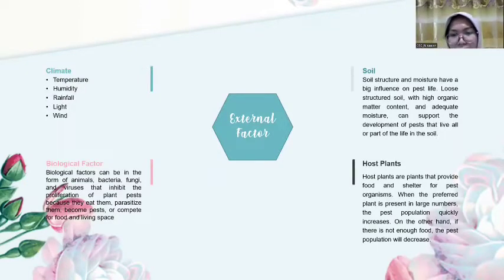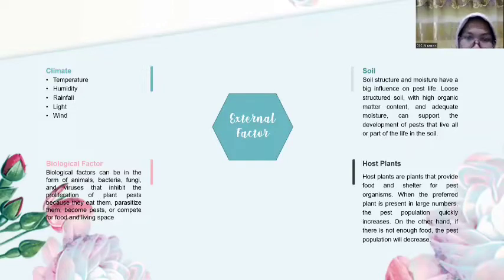The 5 is wind. Wind affects the process of spreading plant pests. In addition to supporting the spread of pests, strong winds can inhibit the laying of butterfly eggs, often even causing death.